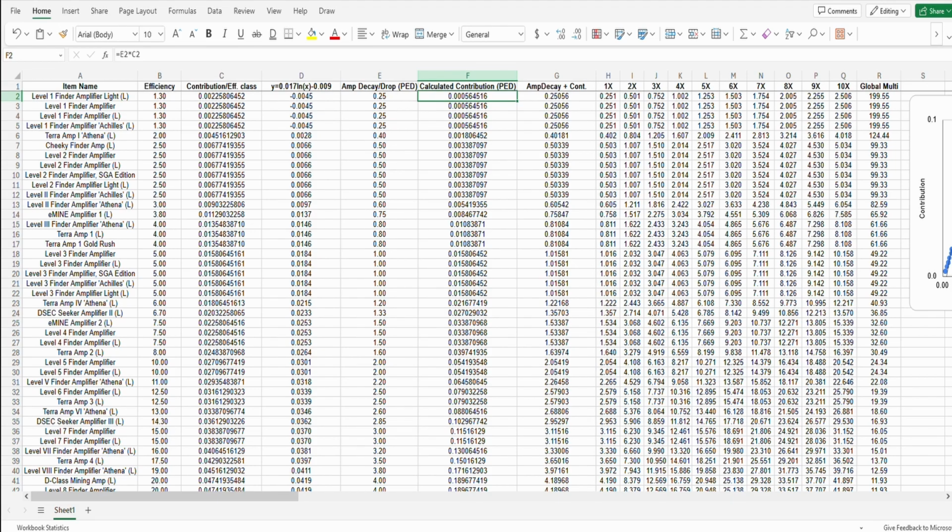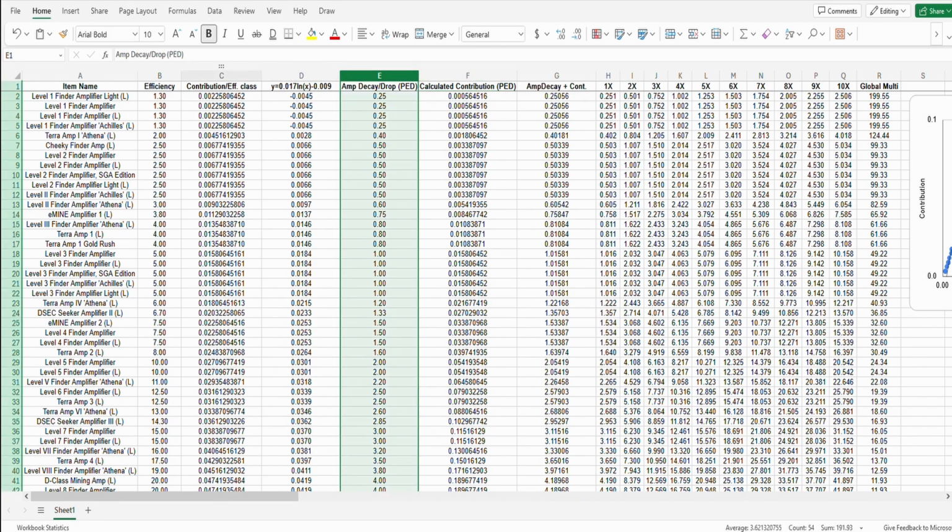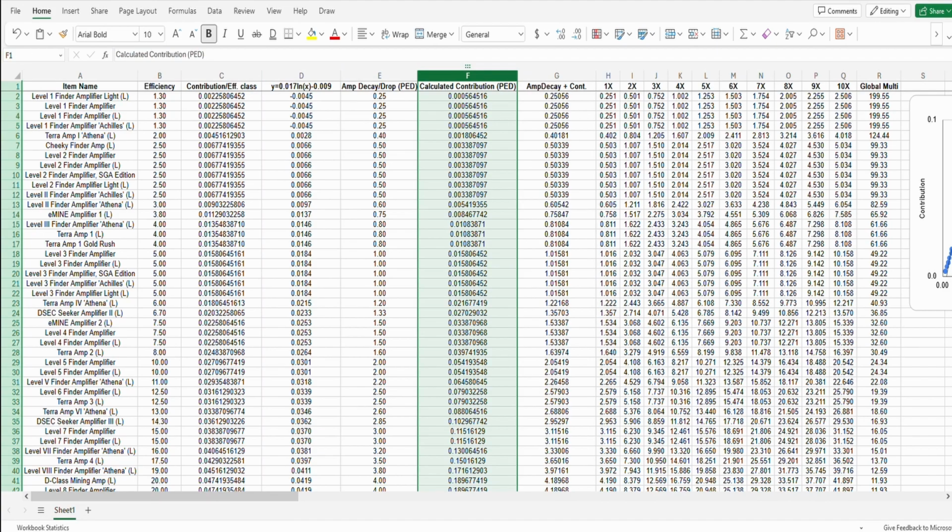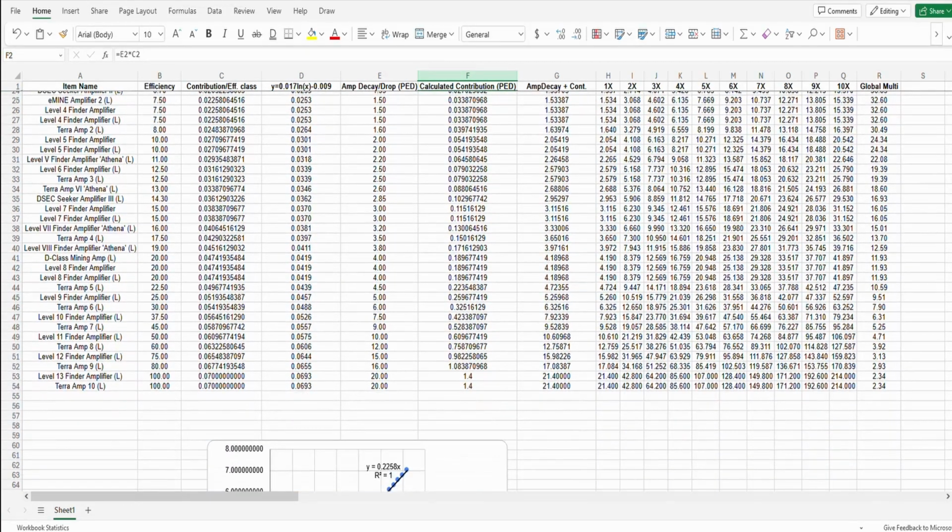And so what I'm looking for is the calculated contribution for the efficiency and how much of that is going to contribute itself to the amp decay, right? And so in this instance, we're looking at a level 1 Finder amplifier light. It has a decay of 0.25. And how much? It's 0.005 of a peck is the contribution, right? And this is how I did the calculation, just so you can see it. You can pause it anytime in the video, look at what I've done here. But looking at that, what is that, 0.0005? It's such a minuscule amount being a contribution, basically almost at the 0% level.